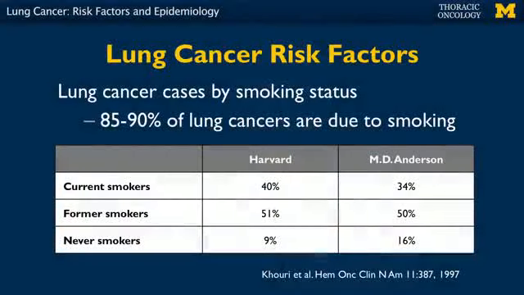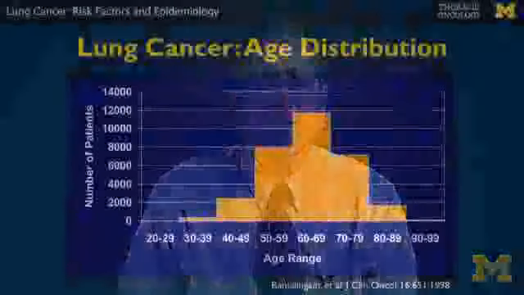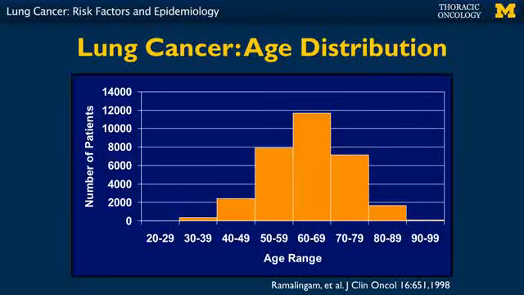This slide illustrates that approximately 50% of people who develop lung cancer are now former smokers. Only about 10 to 15% of people who develop lung cancers have never smoked cigarettes. So the median age at which lung cancer develops is around 70 years old. So it is predominantly a cancer of the elderly.